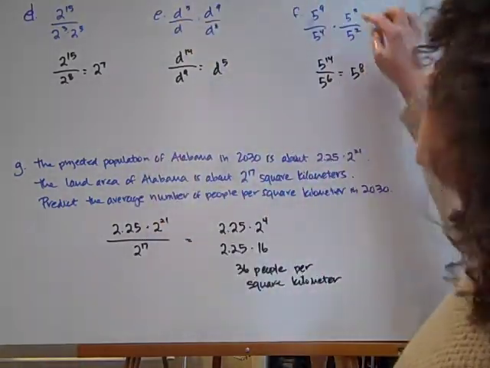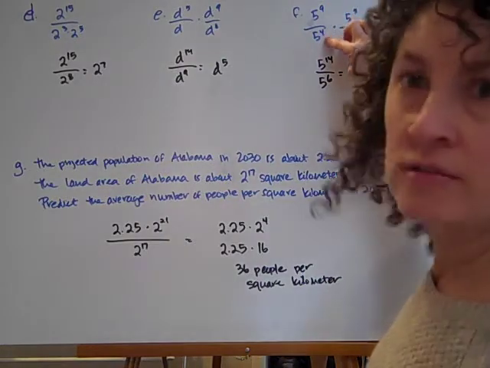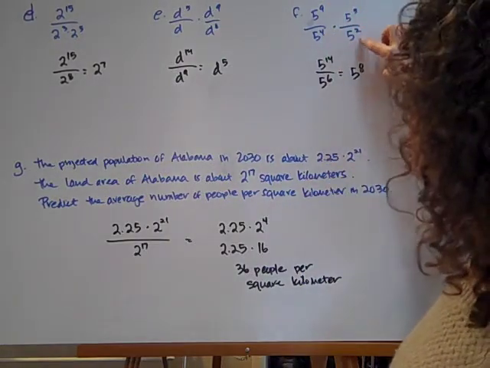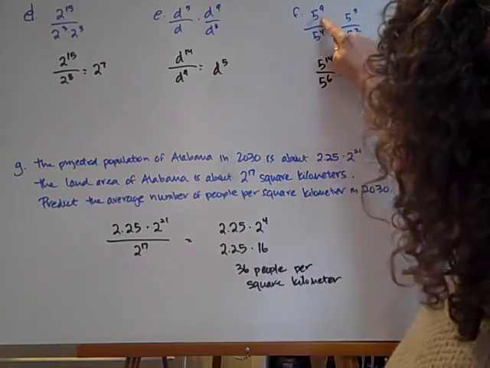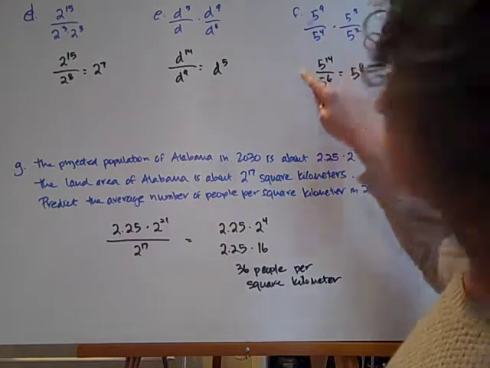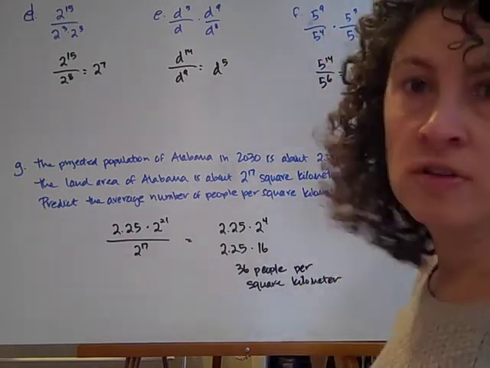All right, one more like this. I have 5 to the 9th over 5 to the 4th times 5 to the 5th over 5 to the 2nd. So again, I can multiply across. So I have 5 to the 9th times 5 to the 5th. Same base, I'm going to keep that, and I'm going to add the exponents, 5 to the 14th.